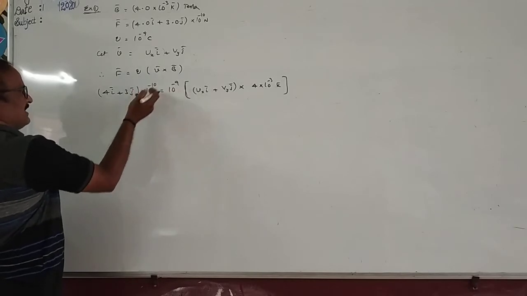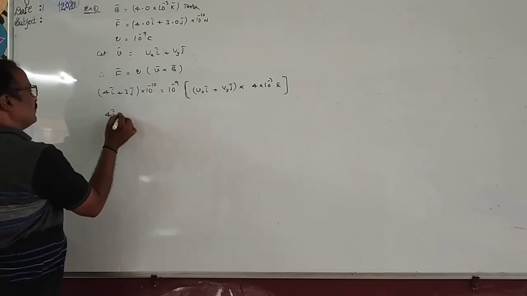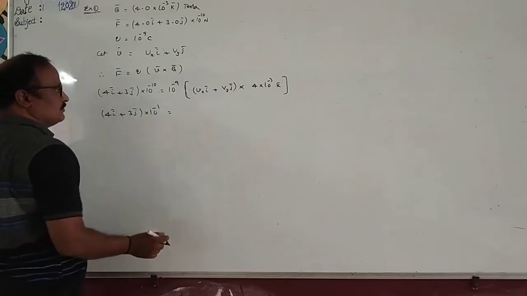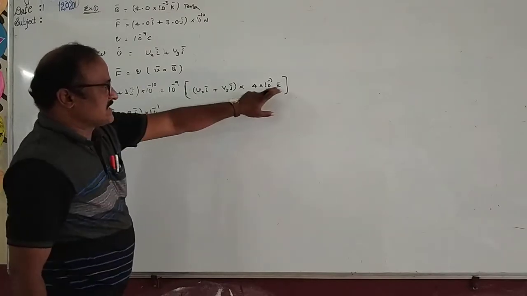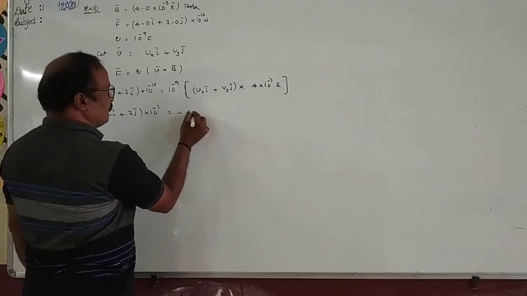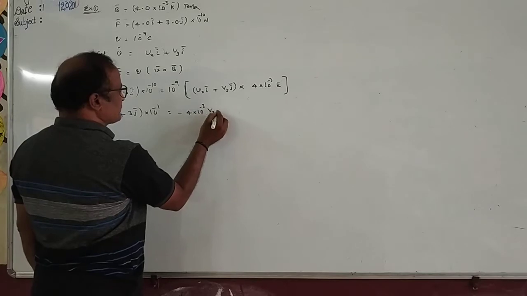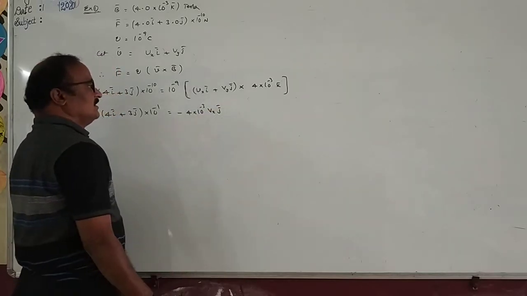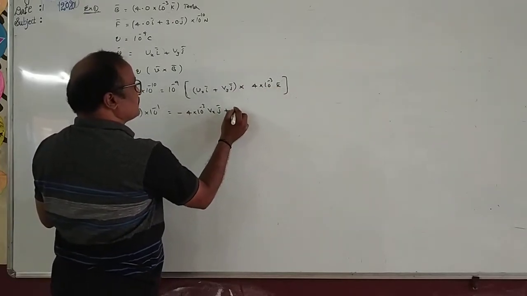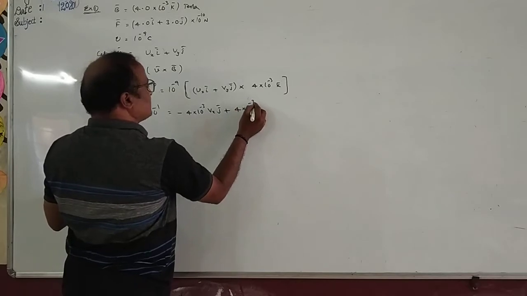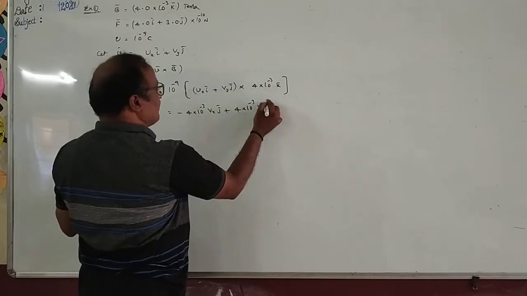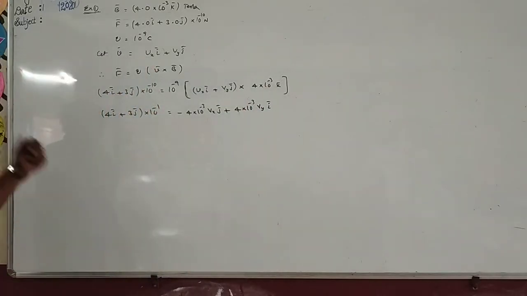Here, the 10 power minus 10 cancels on both sides. So 4 I bar plus 3 J bar into 10 to the power minus 1 is equal to: here I bar cross K bar is equal to minus J bar, that means minus 4 into 10 to the power minus 3 into Vx J bar, and J bar cross K bar is equal to I bar, plus 4 into 10 to the power minus 3 into Vy into I bar. Okay, now, so this is the formula.